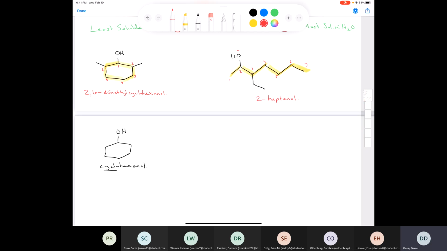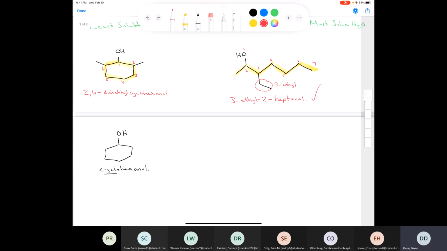And like Sadie said, at carbon 3, we have an ethyl, right? We have a 3-ethyl here. And so this molecule is 3-ethyl-2-heptanol. So Sadie nailed it. There you go. Perfect. And the only thing with the last one is forgetting the prefix cyclo. So it looks like we're doing pretty good on that. Well, let's give a couple more a try.